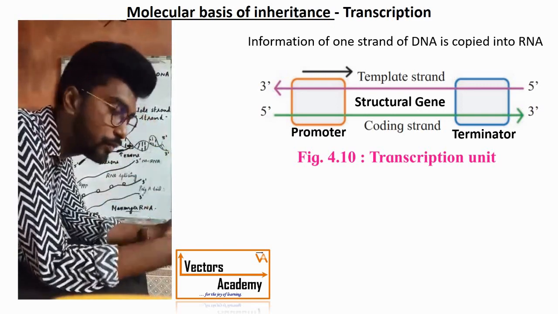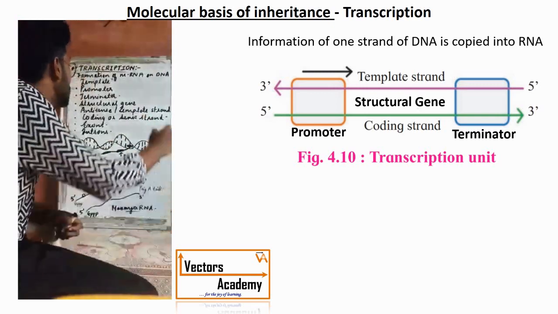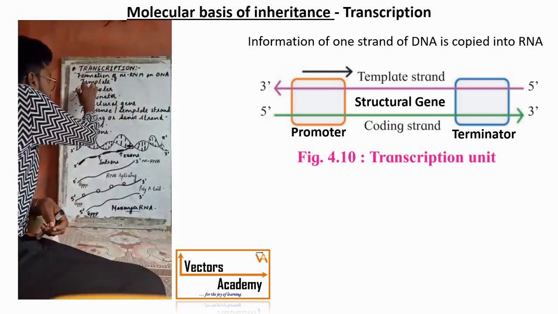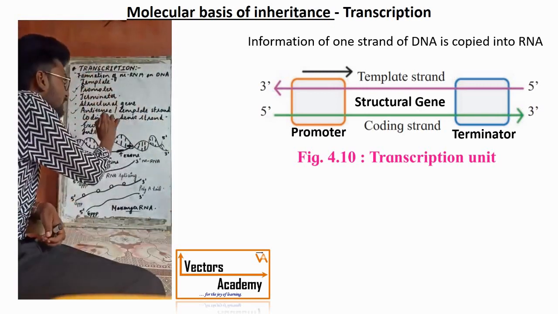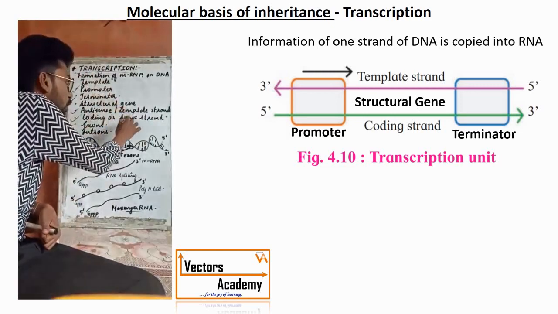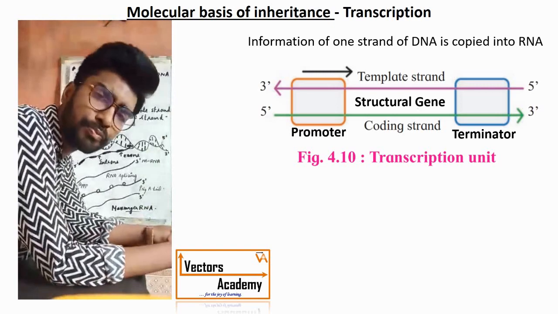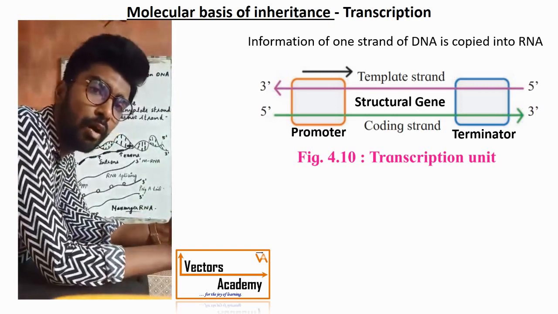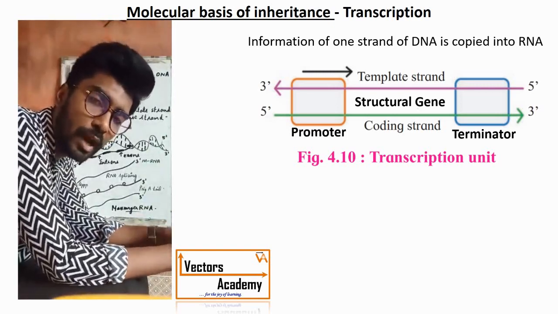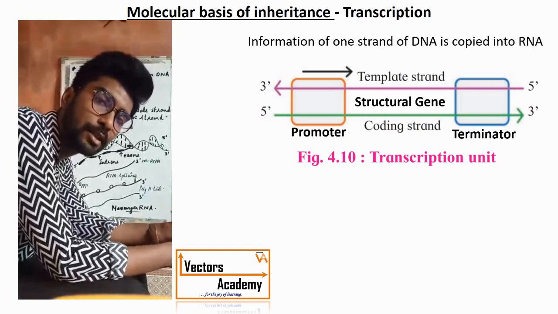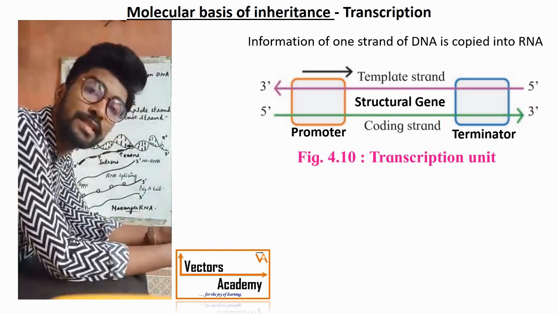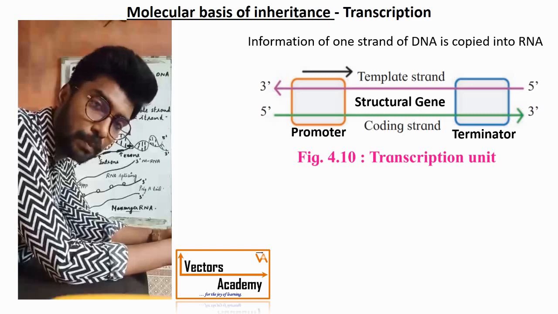So I have 6 different components here lined up. One is promoter, second is terminator, next is antisense or template strand, coding or sense strand, exon molecule, and intron molecule. These are the basics of transcription. I mean to say, to start the transcription process, we should know the basics of all these components. Now let's start with the transcription, right?